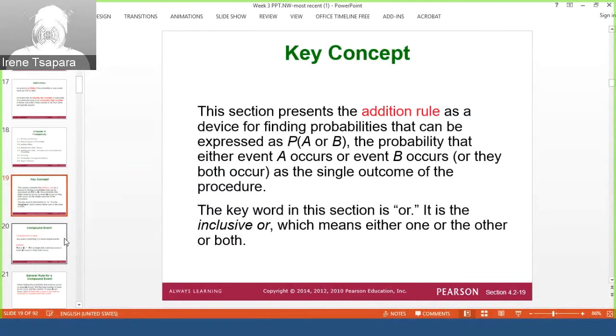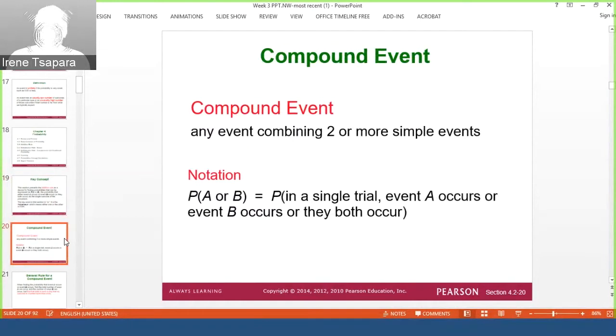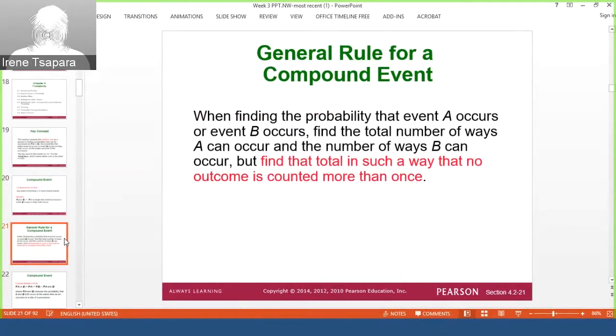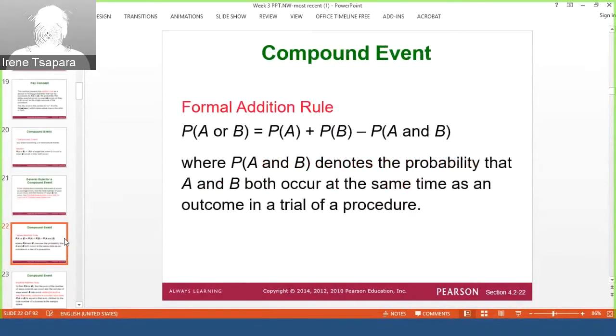If the events, though, are not mutually exclusive, then what you need to calculate is the probability of A, add to that the probability of B, and then subtract the probability of the intersection of those two. So this is extremely important to remember. The addition rule has different results based on the type of events that you have, if they are mutually exclusive or not. The general rule is the one that you see on your screen. P of A or B is equal to P of A plus P of B minus the probability of the intersection.